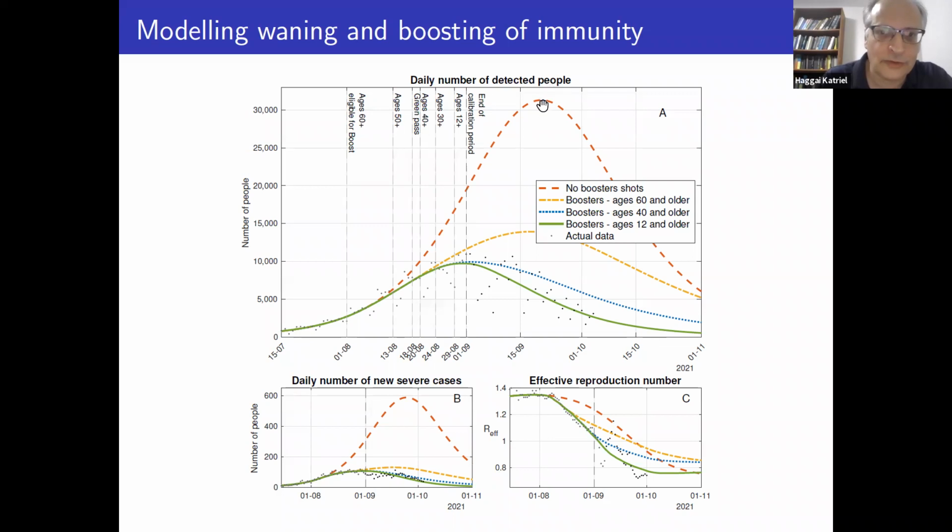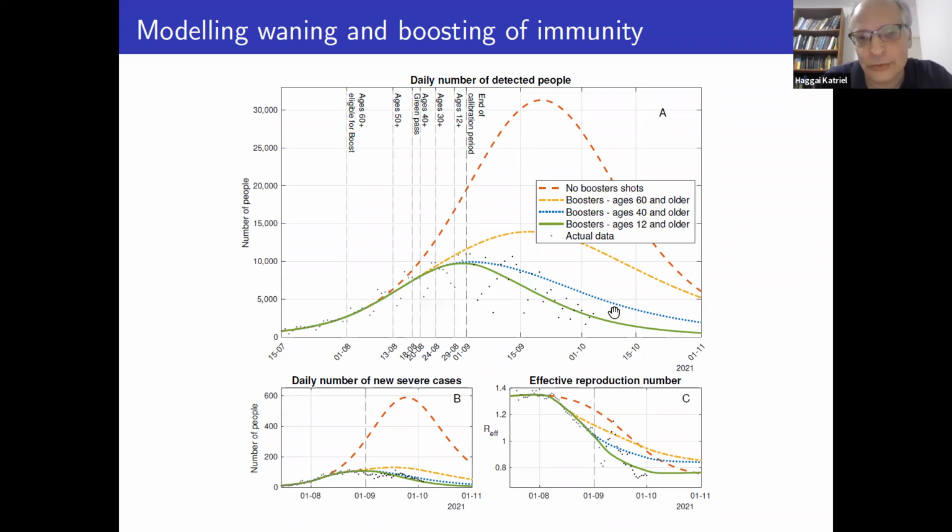The population of Israel is 9 million. We would have reached 30,000, which would have led to a lockdown before this point, but we can see the effect of the booster campaign.